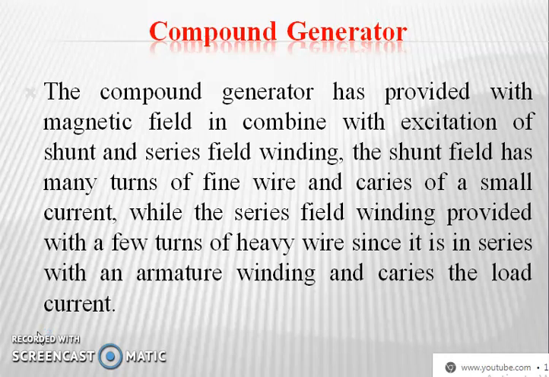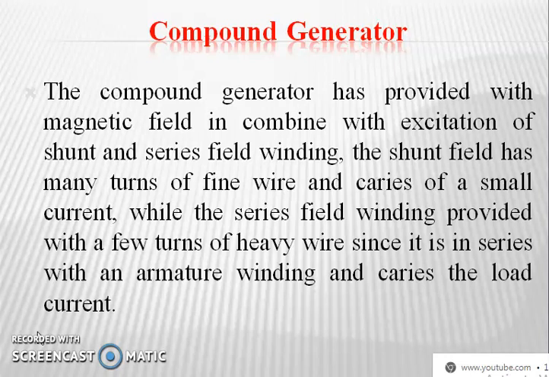Here, the shunt field winding has many turns of fine wire and carries the small current, while the series field winding is also provided with a few turns of heavy wire, since it is connected in series with the armature winding and it also carries the load current.